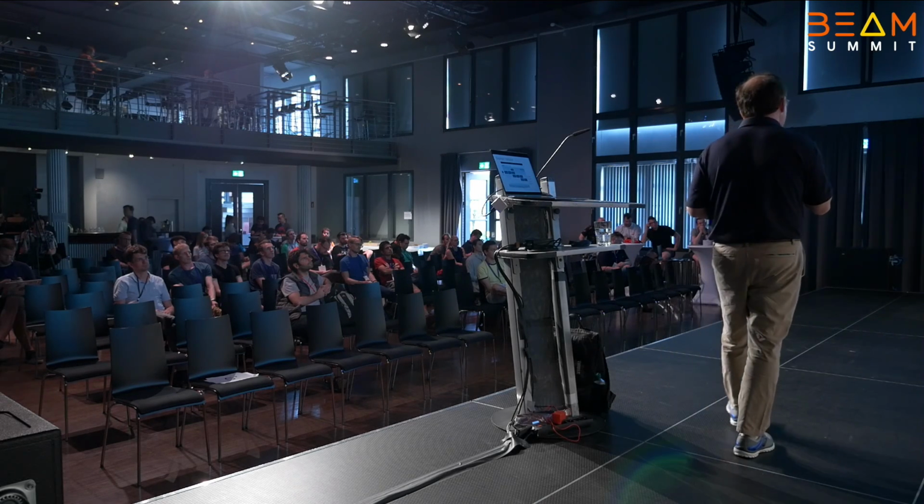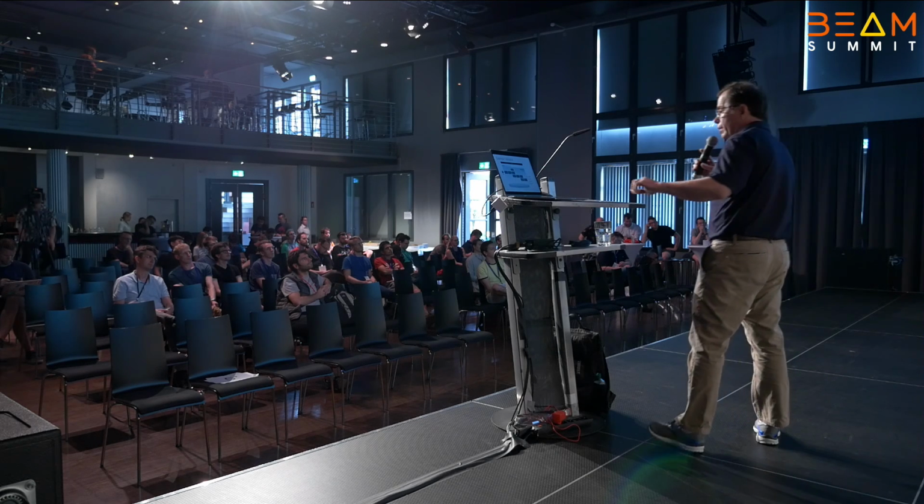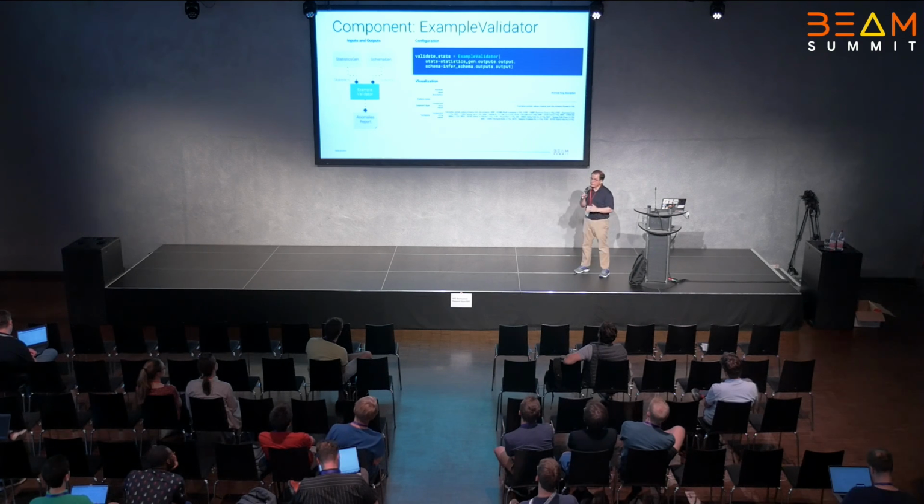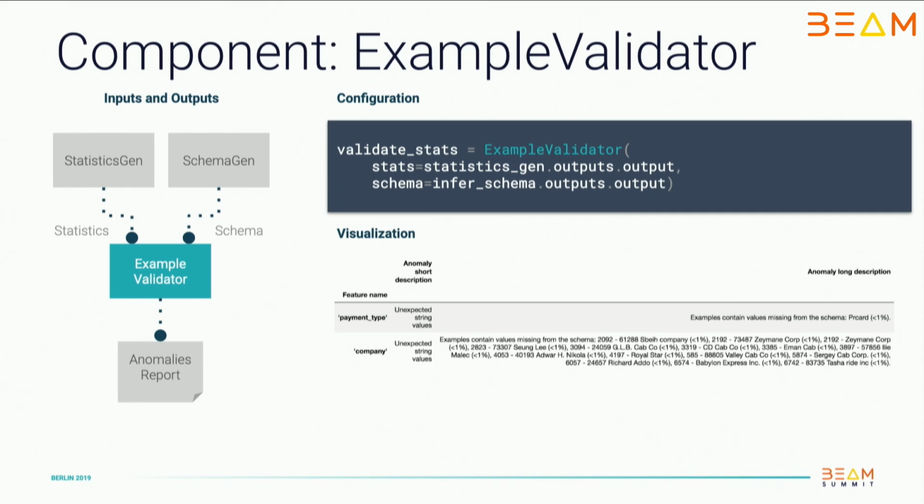Data validator. So data validator is taking the result from StatisticsGen and SchemaGen and doing the validation on your data. What it's looking for are things like missing values, values that are the wrong types, things like categorical variables that have values that are not expected.